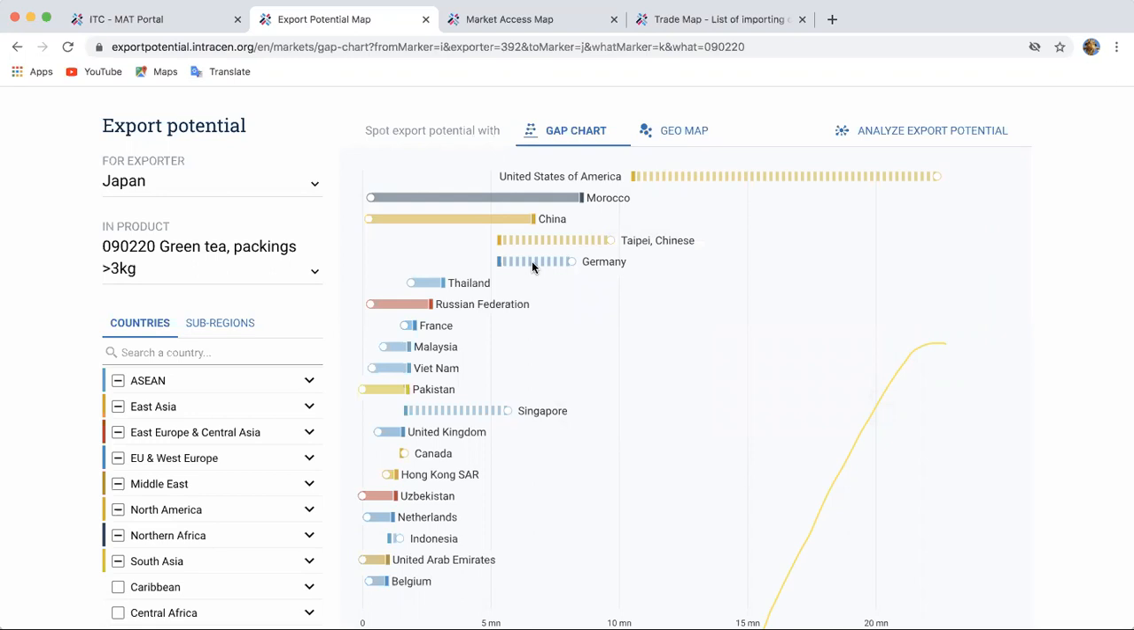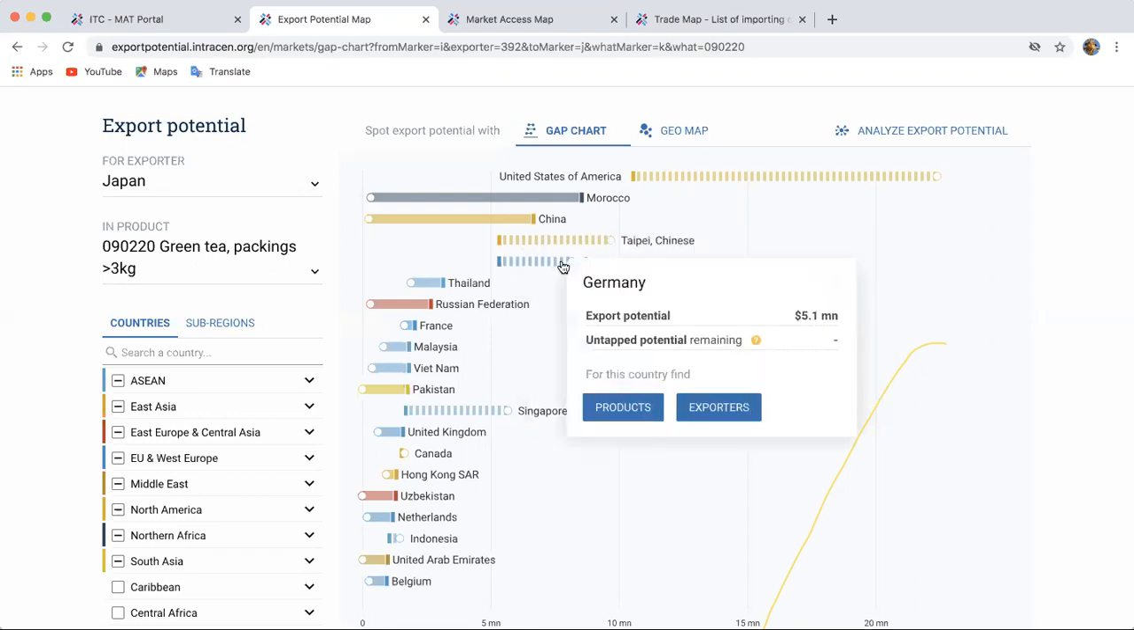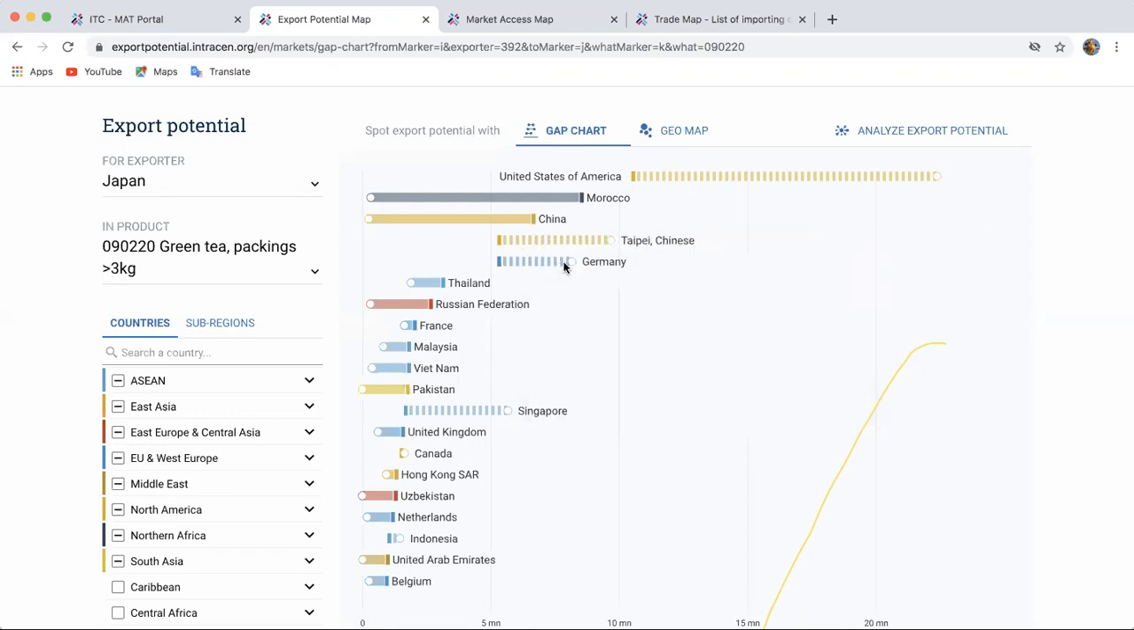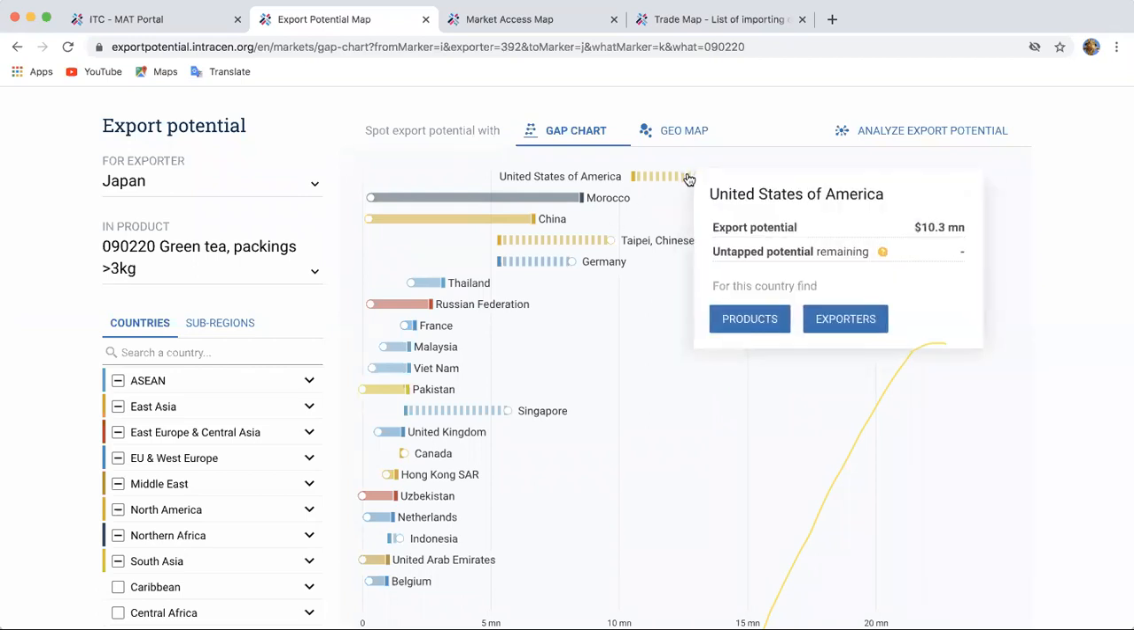But it's also important to keep in mind that sometimes, for example, Germany's market seemed to be declining. So maybe the market was already saturated. That's why we already exceeded the export potential calculation. So maybe Germany is a less interesting market because it's declining its imports of green tea in general, whereas the US was still growing very steadily, if I remember correctly.